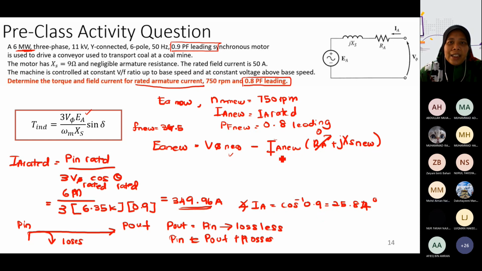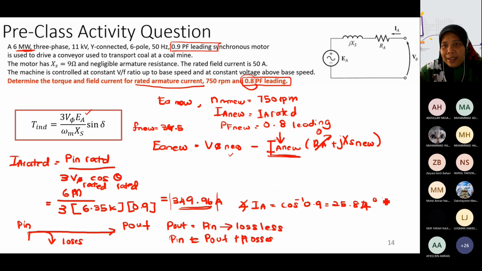Rated. But now we want to find IA new. IA new is equal to IA rated in terms of the value. We want to put here IA new. It says IA new is at rated armature current. But for the angle now, should we take 0.9 or 0.8? 0.9 or 0.8? This is IA new. 0.9, yes, for IA rated we take only the value, the magnitude. But the angle, because this is a new IA, must be based on the 0.8 power factor leading.